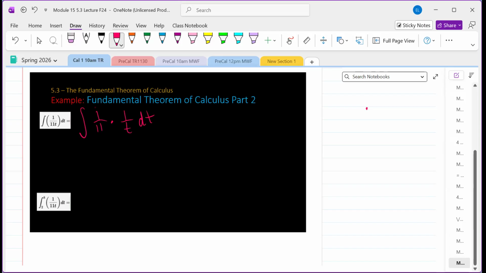Now that 1 over 11 is a constant. So I'm just going to move it outside the integral. So I'm just going to have 1 over 11 in front of my answer. But now we have to remember, what is the antiderivative of 1 over t? So what function has a derivative that is 1 over t? Yep, natural log.